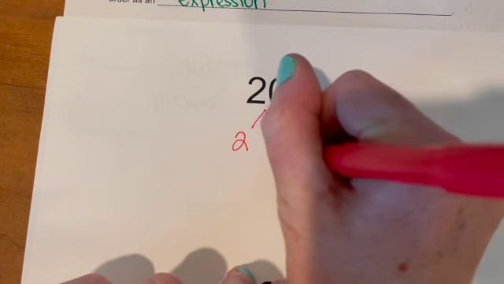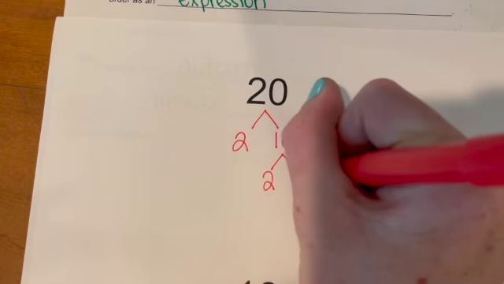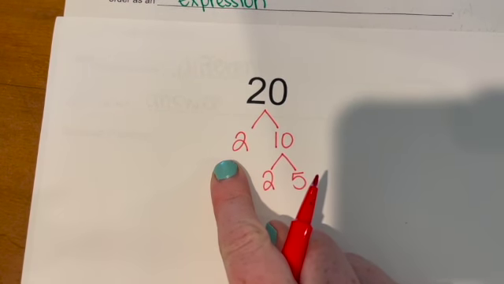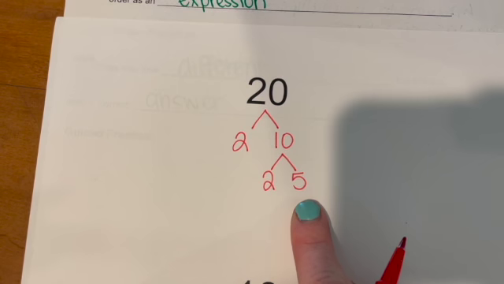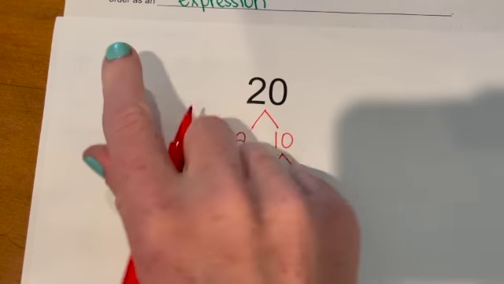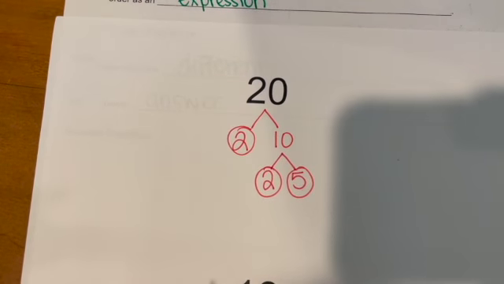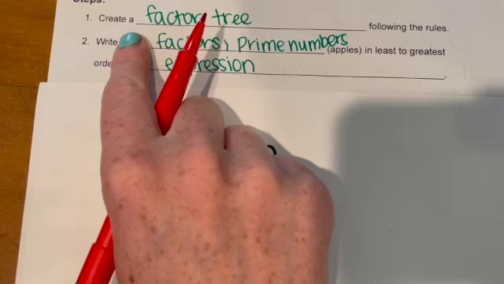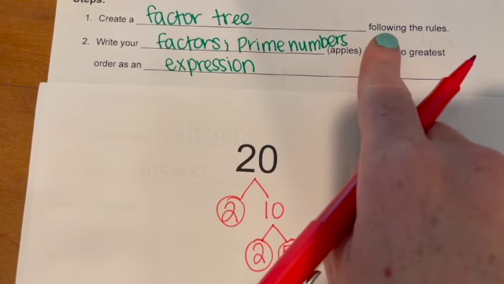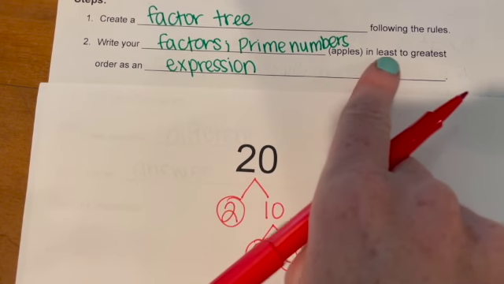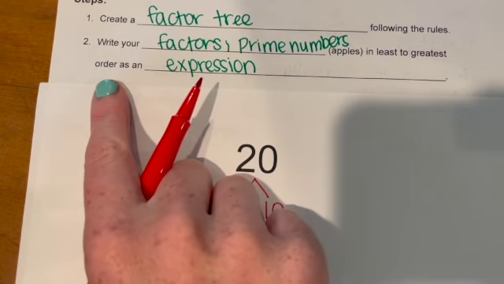So now I'm going to do my 10. 2 times 5. And again, 2, I can only multiply 1 and a 2 to get to it. And then 5, I can only multiply a 1 and a 5. So I'm actually done and I have my apples. So I'm going to circle my apples as I finish them. So I'm going to just double check my steps. I've created a factor tree following these rules. I wrote the factors, prime numbers, or apples in least to greatest order as an expression.